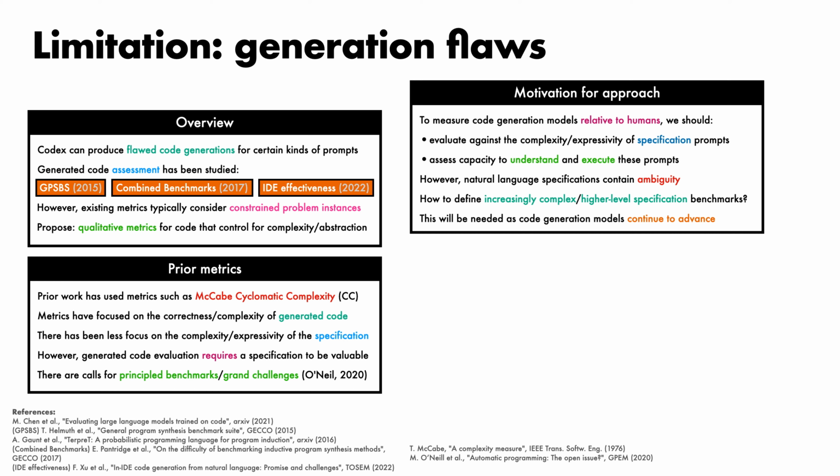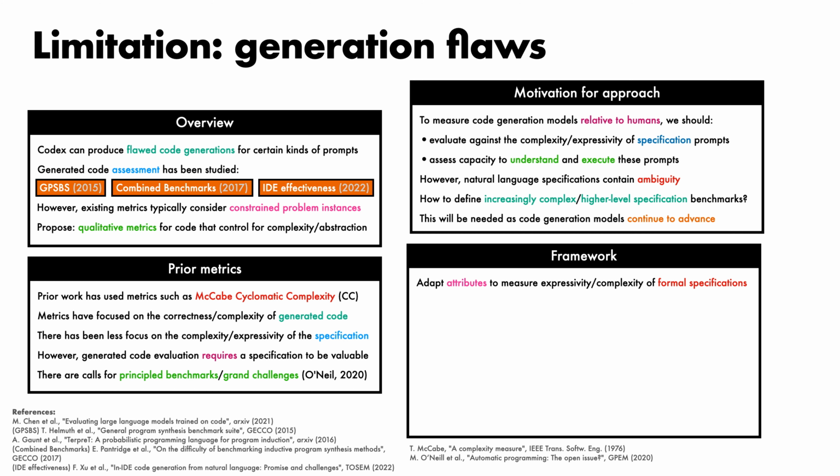To meet this challenge, the authors propose to adapt attributes used to measure the expressivity and complexity of formal specifications for the setting of natural language prompts. This includes characterizing the level of abstraction of a specification and, beyond this, assessing language-independent properties that can be expressed implicitly in prompts.